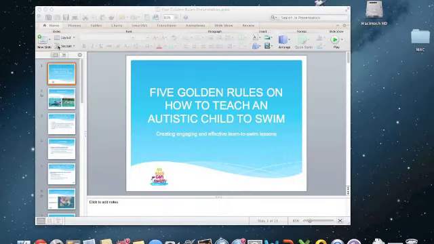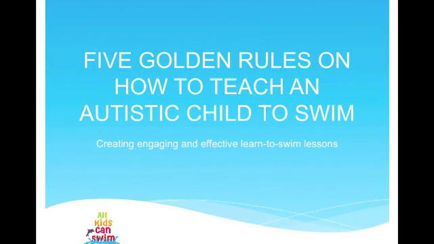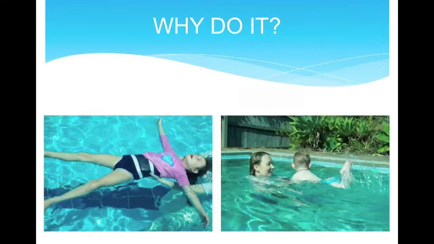Welcome. So the first thing we're doing when we're teaching children with autism to swim is we're going to ask ourselves, well, why do we do this? Right, so first and foremost, we want our children to be safe. It's simple. We want all children to be safe around water. And that means not just the children who it is easy to teach swimming to.